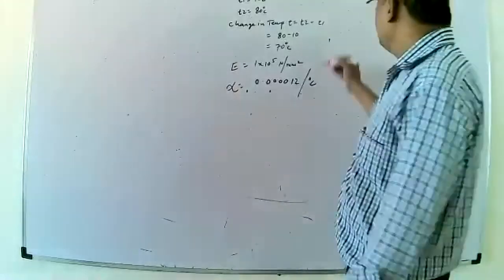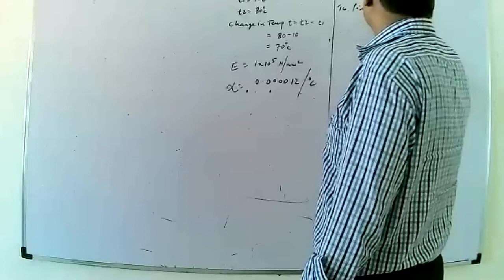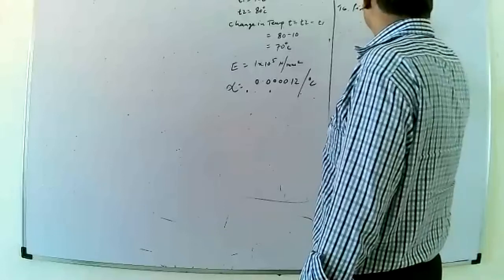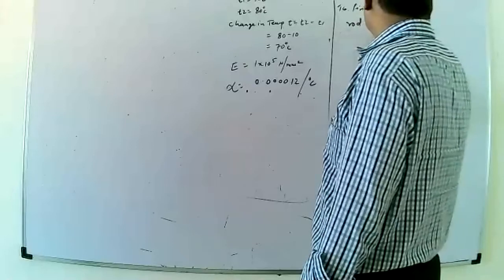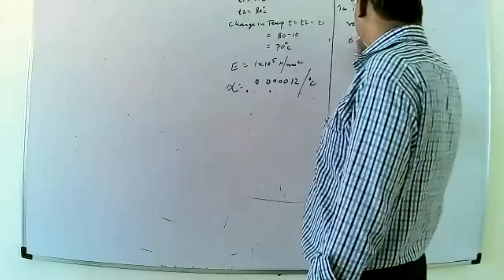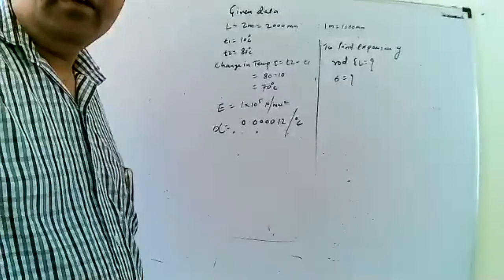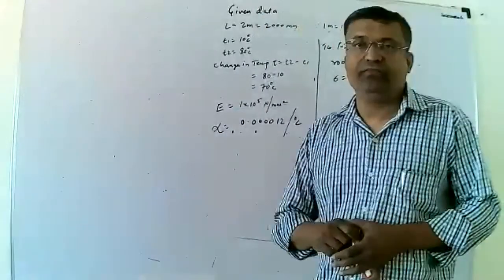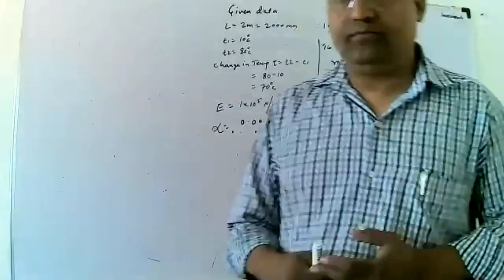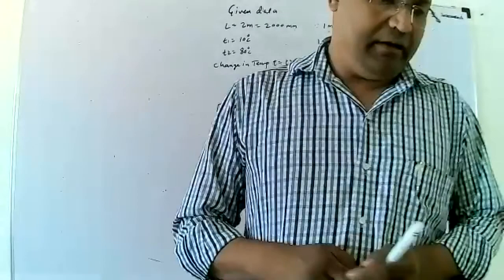Then we have to find the expansion of the rod, delta L, and the stress induced in the material. How much stress is induced in the material? A very simple way to calculate the expansion of the rod, that is the change in length, and how much stress is induced in the material, that is sigma.